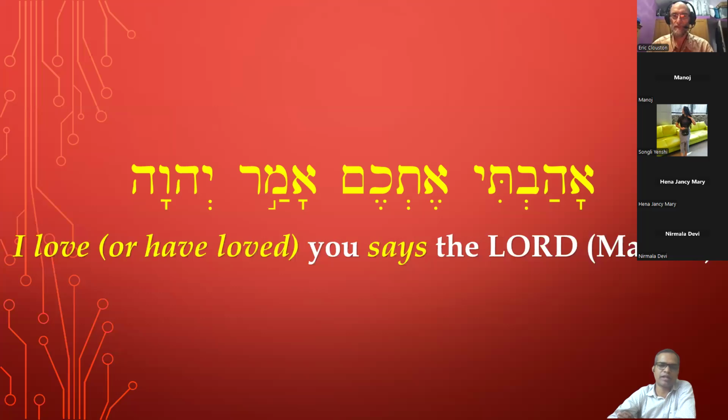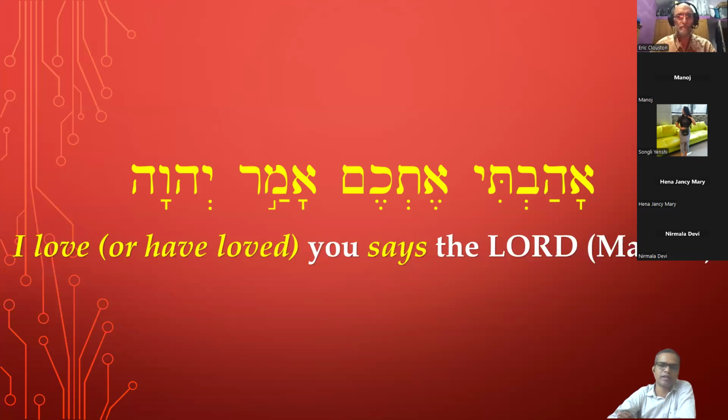Another verb is also there, amar. Qal perfect third masculine singular from the root word amar, he said. Okay, amar, he said. So here also, friends, if you see, it is referring to the present tense.